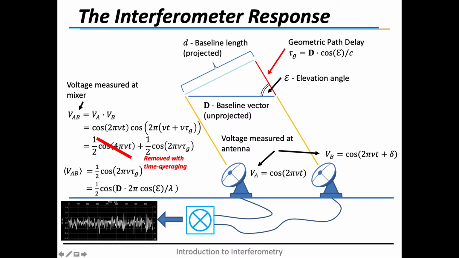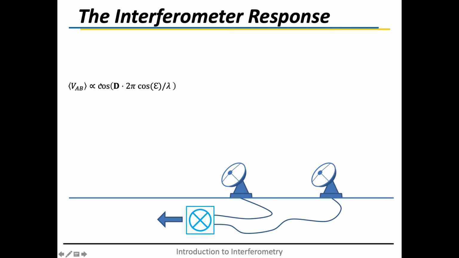So what this is telling you is you can say something about, you can think of it as either the elevation angle or the position of the source, by measuring the voltage output coming from this mixer. I think that's pretty cool, actually, that you can ascribe a position of something in the sky based on the voltage coming from an electronic device. But that's the basic interferometer response. So we have this nice expression for what the voltage looks like coming from the mixer.